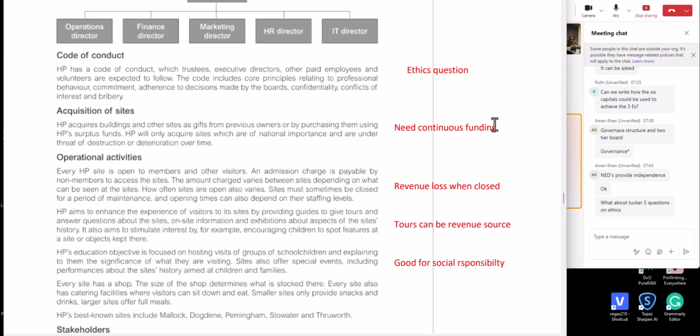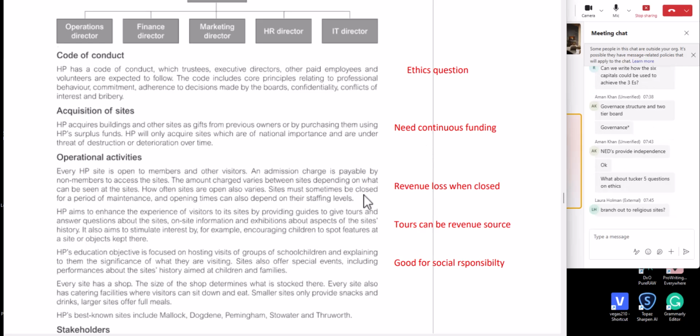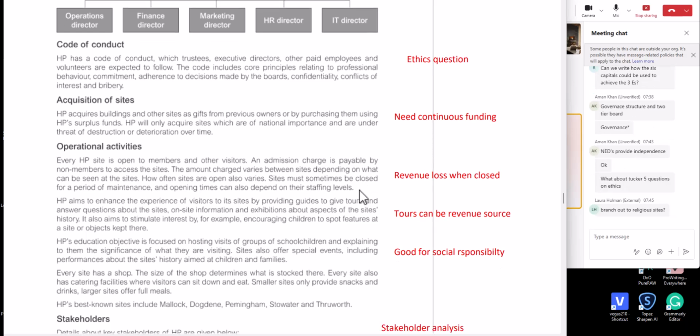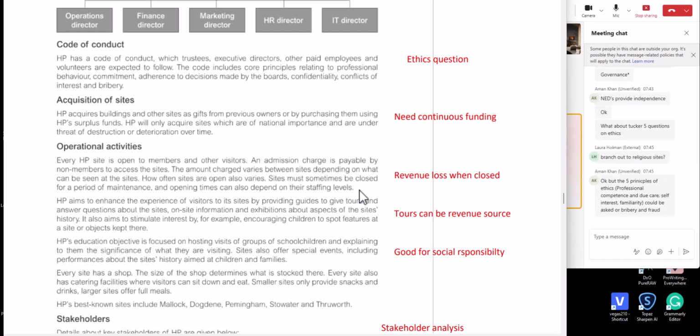Yeah, religious sites, possibly. Yeah, possibly, but it's going to cost money. Yeah, possibly branching out to religious sites is an opportunity there for sure, Laura.